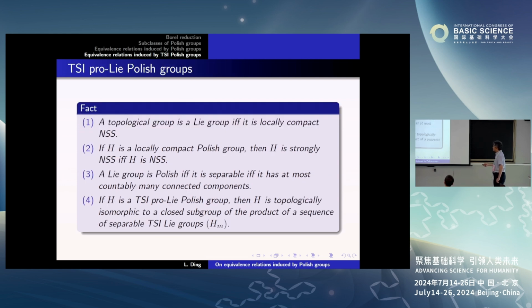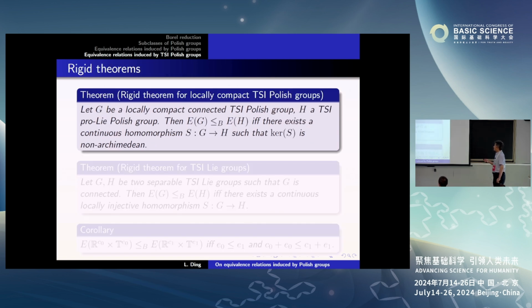So we can use the main theorem on TSI pluriality groups and get a rigidity theorem for locally compact TSI pluriality groups. Let G be a locally compact connected TSI pluriality group, and H be a TSI pluriality Polish group. Then E_G reduces to E_H if and only if there exists a continuous homomorphism S from G to H such that the kernel is non-archimedean. This is the first rigidity theorem.